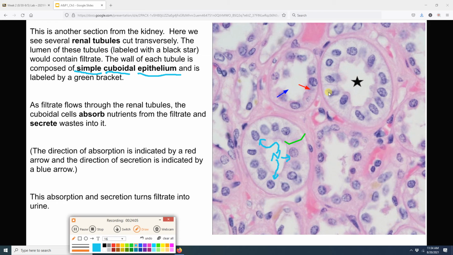Now, meanwhile, not only can the cells absorb good stuff, they can secrete. They can take stuff out of the cell and add it to the lumen, and that process is called secretion. So the cells can secrete wastes into the filtrate. As filtrate flows through these little tubes in the kidneys, we absorb good stuff and we secrete bad stuff into it. And in doing so, we turn the filtrate into urine.